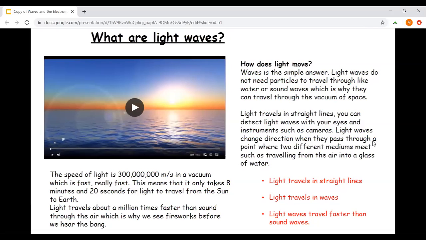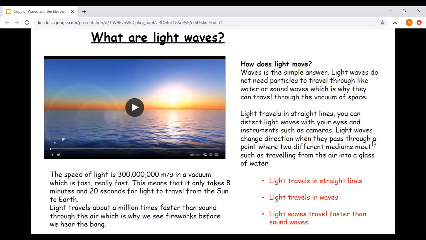Light moves in waves. As I just said, it doesn't need a particle or particles to travel through like water or sound waves, and that is why it can travel through the vacuum of space. Light will always travel in a straight line. You can detect the light waves with your eyes and instruments such as cameras or lenses.